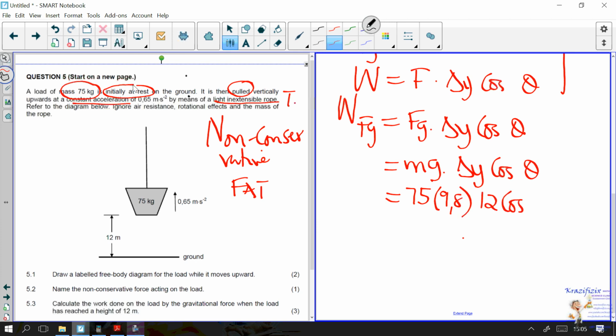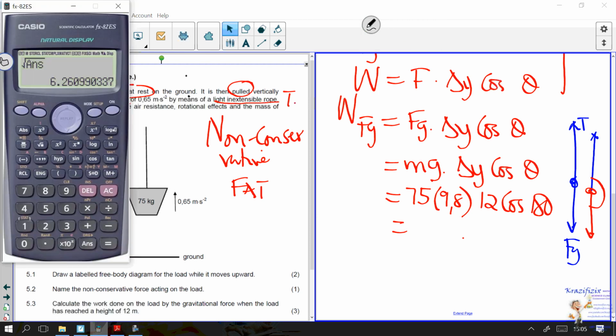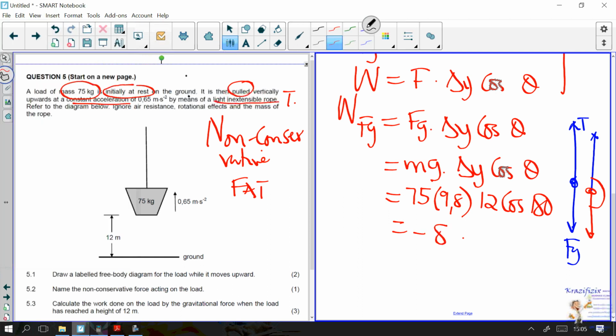Cos theta, let's quickly analyze this. The object is going up. Let me just draw my free body diagram quickly. The object is going up, but the force I am dealing with is actually acting against the motion. So if I measure this angle, it gives me an angle of 180 degrees. That's where my angle comes in. Then we can calculate that with our calculator: 75 times 9.8 times 12 times cos 180 gives negative 8,820, which is negative 8,820 joules.